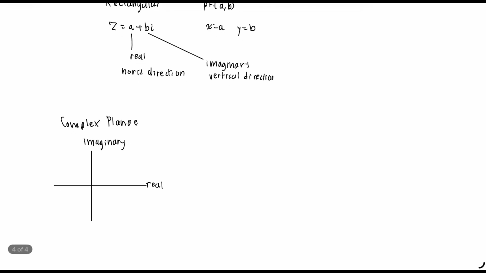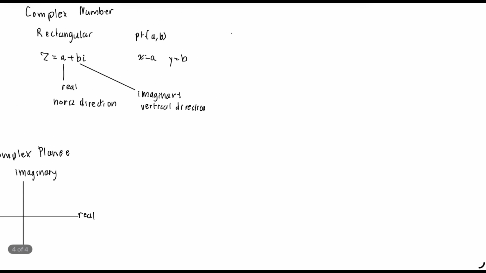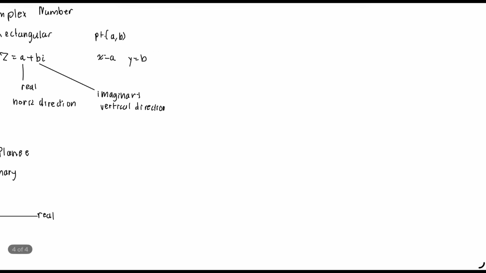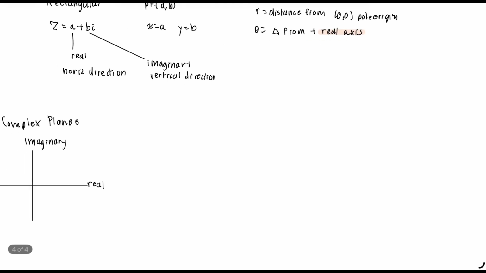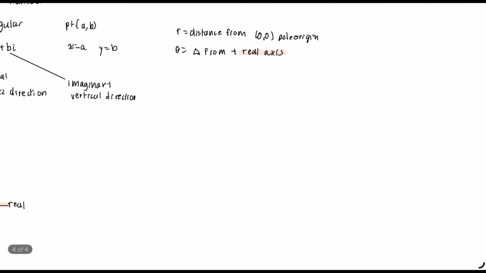Now, the goal of polar form is that it's going to describe a point as well, but it's going to use r, which is the distance from the origin (0, 0), the pole, and theta, which is the angle from the positive real axis. That's where you start measuring your angle.